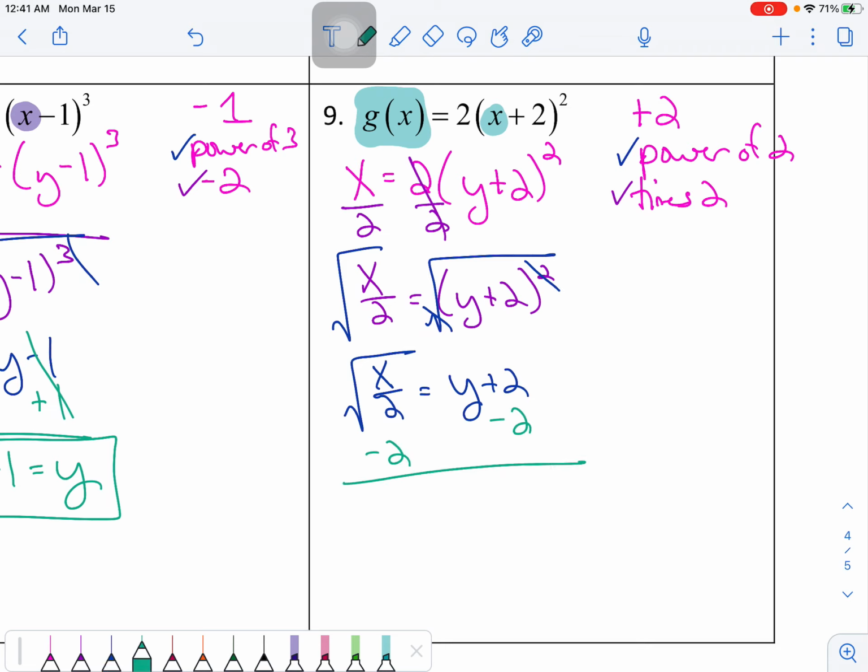Last thing is to get rid of this plus 2. I'm going to subtract 2. Now again, we have something under a radical, x over 2, and then we have minus 2, which is not under the radical. So don't try and combine those. And there's my y.